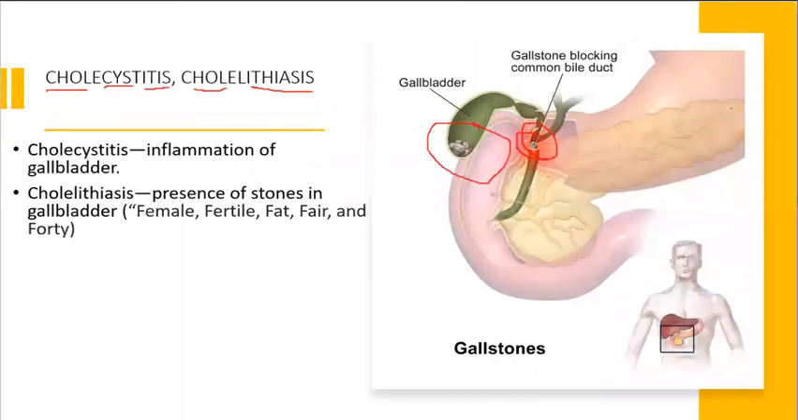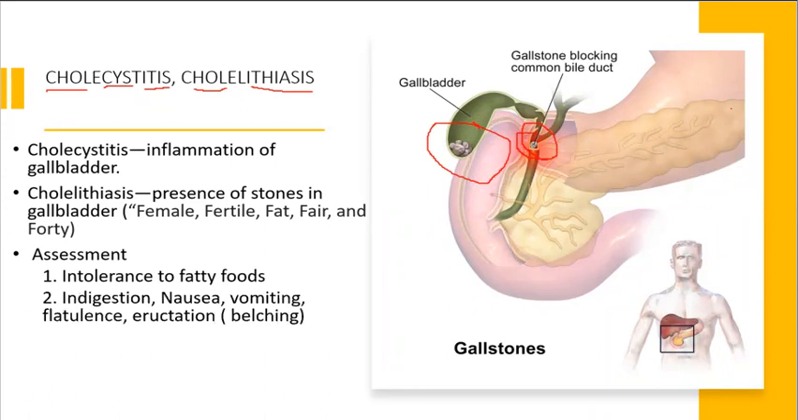Okay, so when the patient presents with any of this, what are their complaints? What are they going to be telling us? They will tell us they have this intolerance to fatty foods. So that's one obvious sign you would notice in patients with either of these conditions. They will complain of GIT symptoms like dyspepsia or indigestion, or nausea, vomiting, flatulence, eructation or belching.